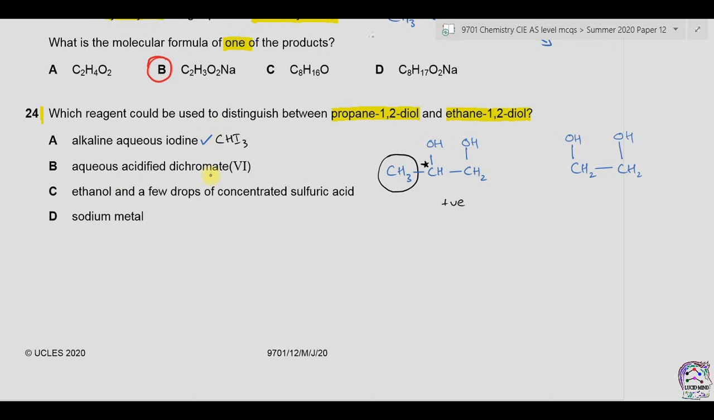B says aqueous acidified dichromate. Now dichromate can oxidize both of these two compounds, compound A and compound B. C says ethanol and a few drops of concentrated sulfuric acid. With this reaction, both of these compounds A and B will form carbon dioxide gas. So therefore we cannot distinguish between them. D says sodium metal. Now sodium metal can also not be used to distinguish between A and B because both A and B will form sodium glycolate. So the only option that is correct is part A.